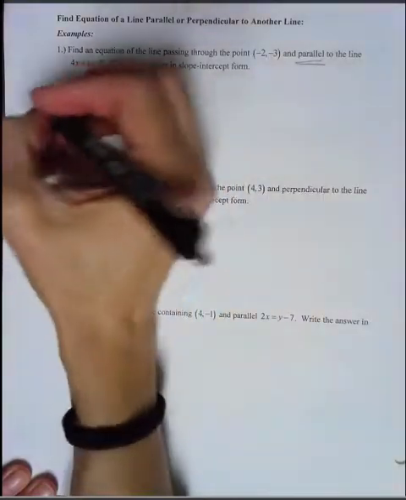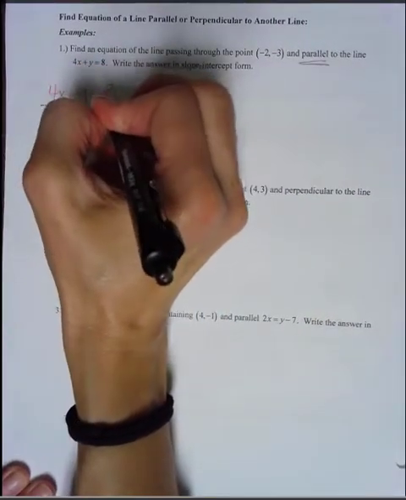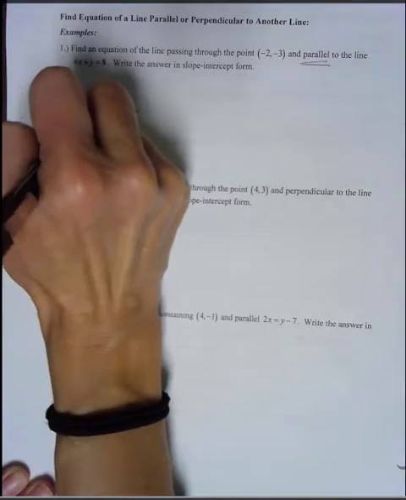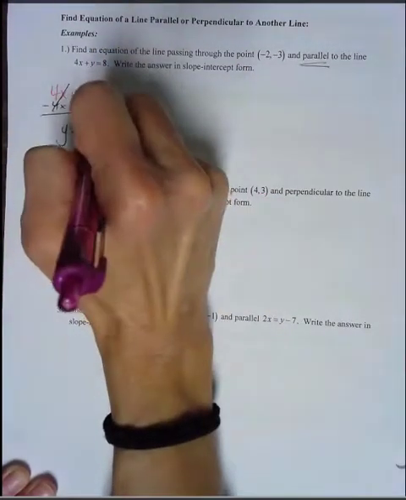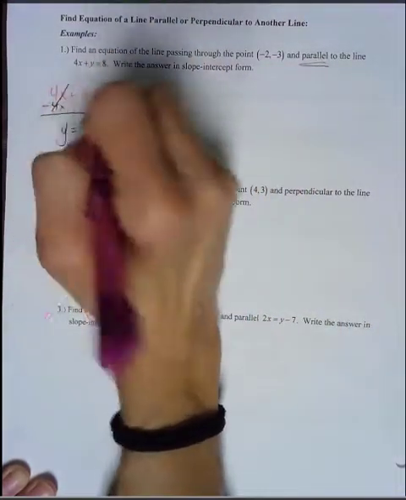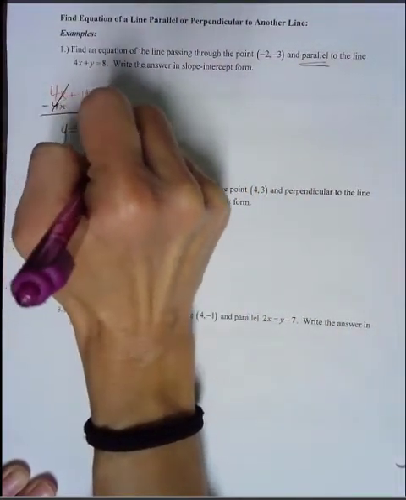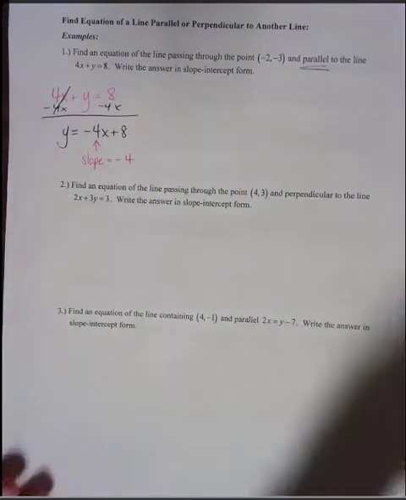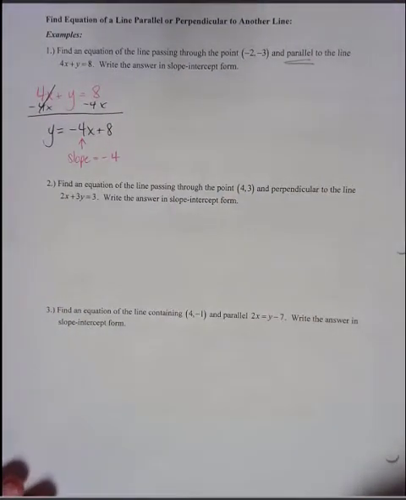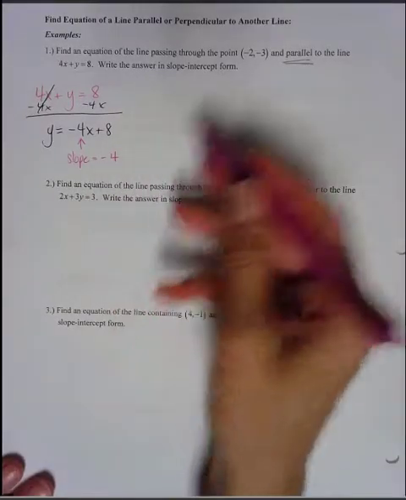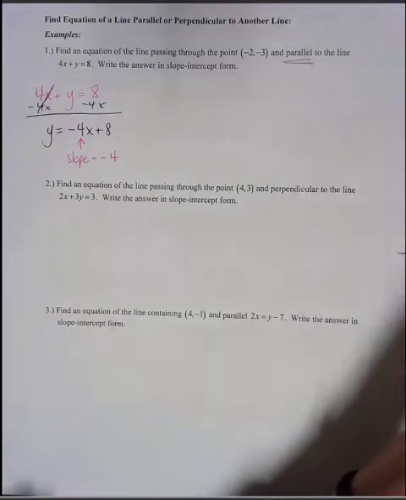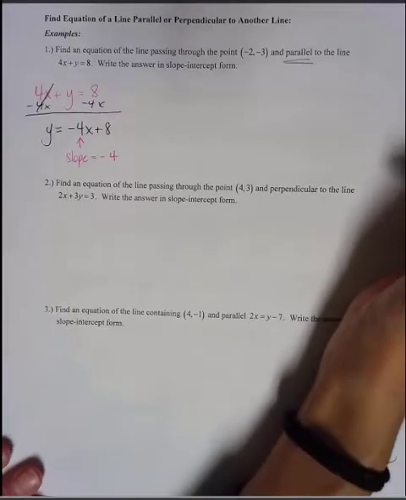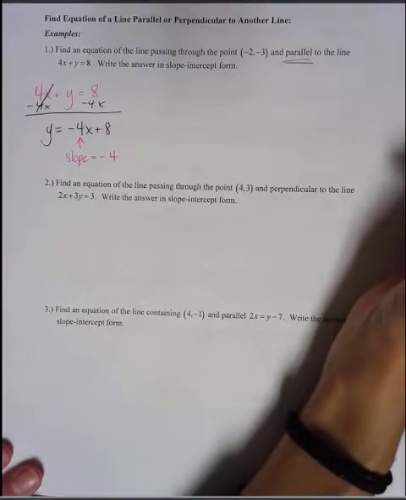So I'm going to move the 4x over. And then I have y equals negative 4x plus 8. And of course, this is our slope value. And so slope is negative 4. So if I am going to find an equation of a line that's parallel to that, I can use my newly reviewed point-slope form to initially start and then solve that for y to put it into slope-intercept form.